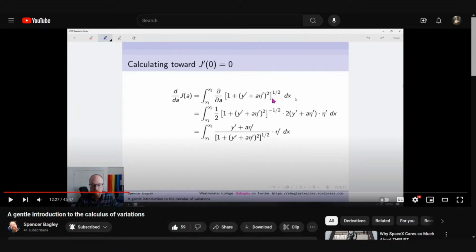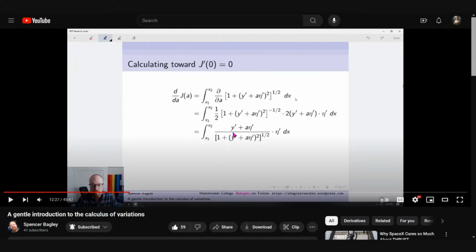So the derivative of something to the 1/2 is 1/2 times that thing to the negative 1/2 times, this is 0, and this is 2 times this thing times eta prime times eta prime, and then dx, because we're inside an integral, that's fine.